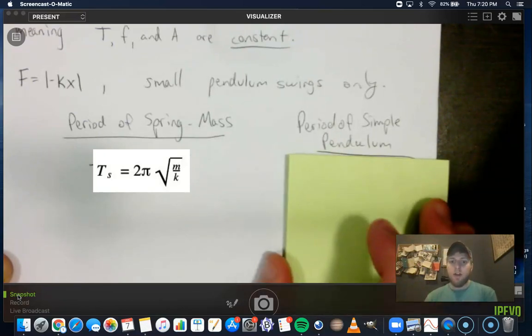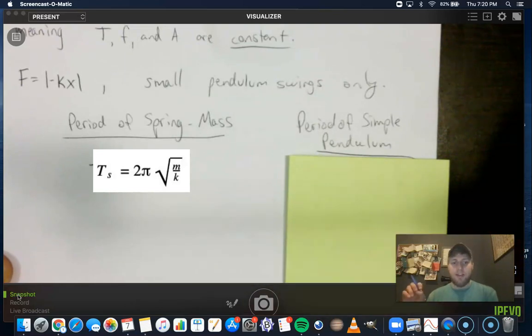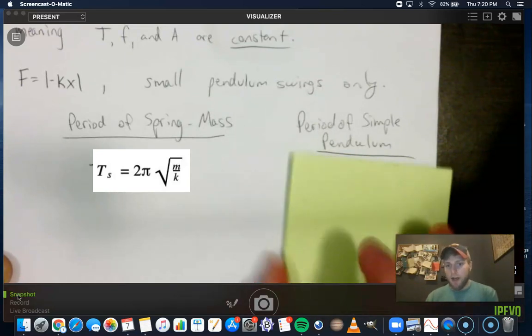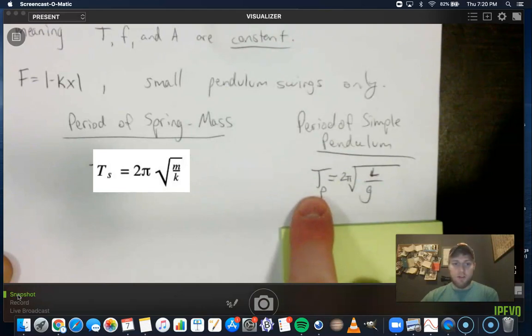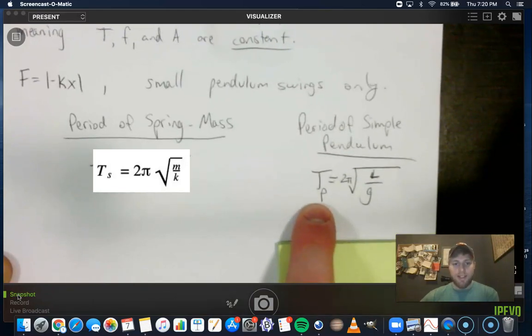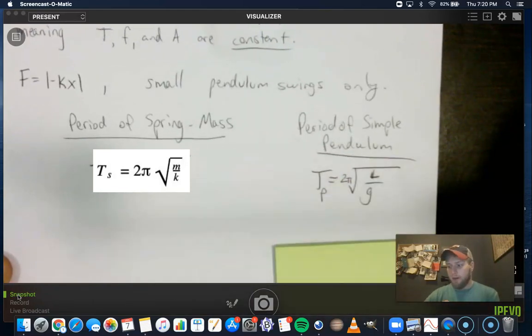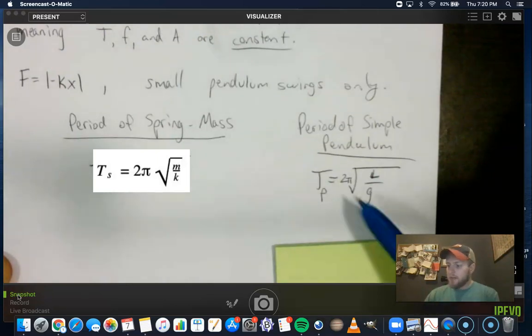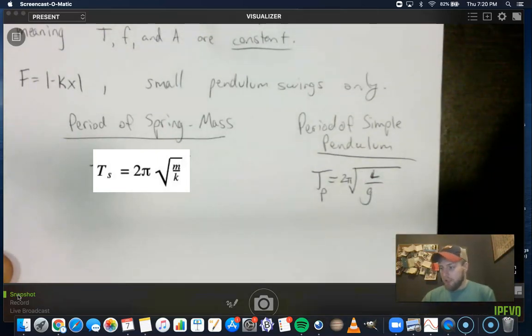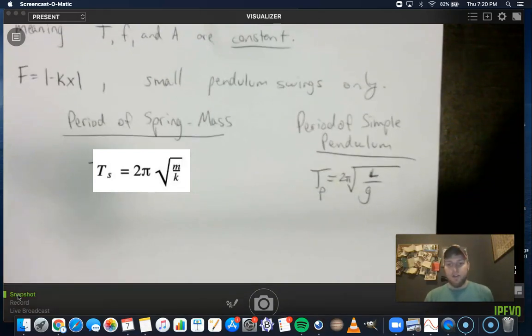Now, the period of a simple pendulum is actually pretty similar. What you'll notice is that it's still the period, which we write T with the lowercase p here for pendulum: 2 pi times the square root of L over g. Here, L is the length of the pendulum, and g is the acceleration due to gravity on whatever planet you're on.